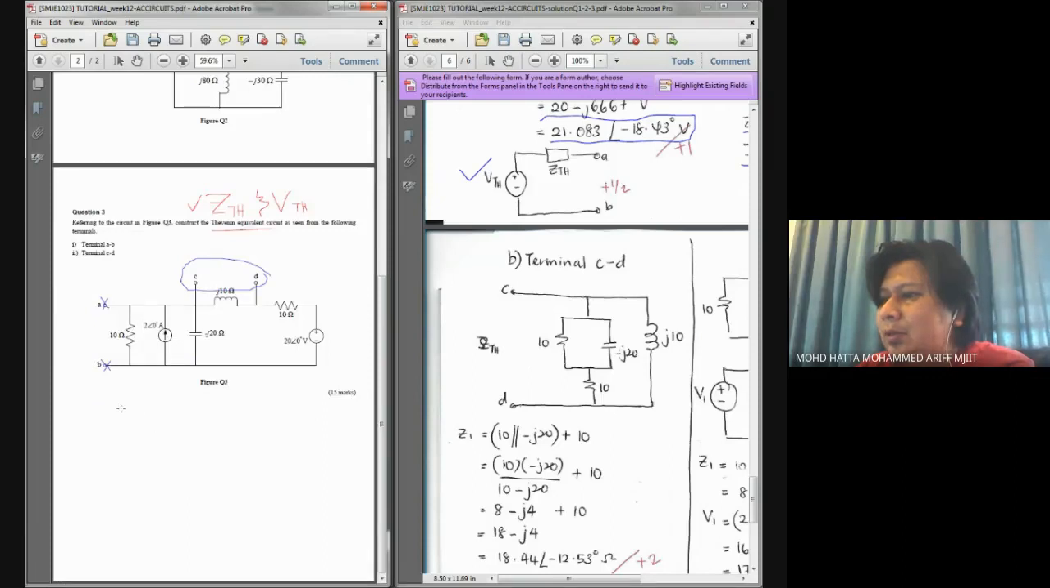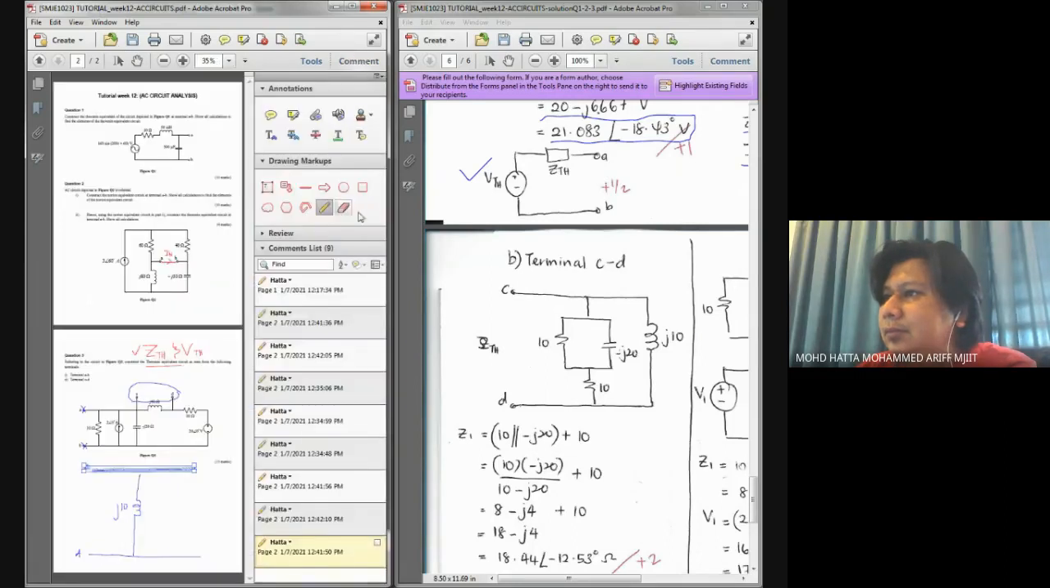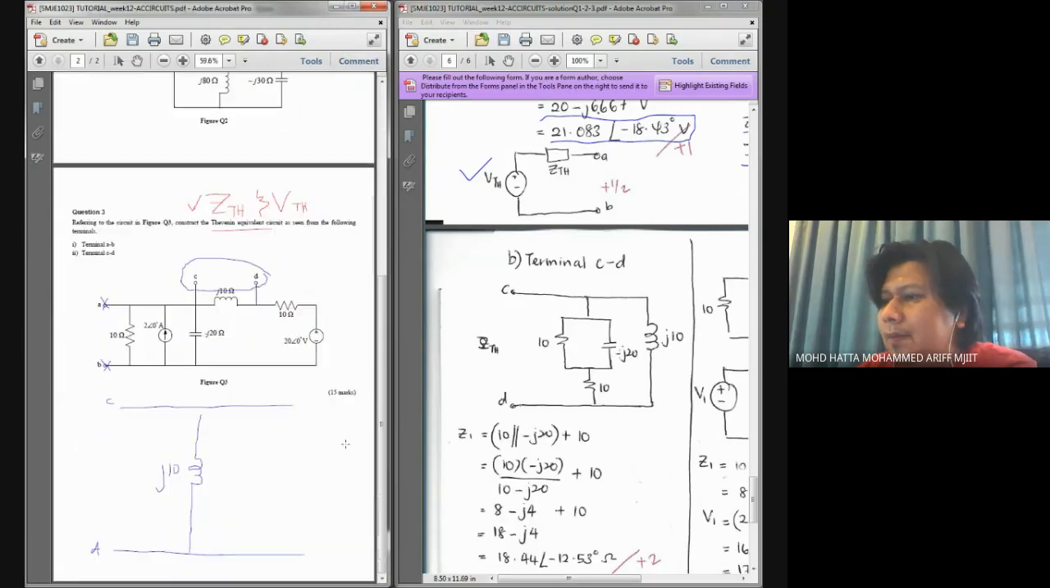Okay, let's go one by one. Let's say this is our boundary or our terminal. From C to D, I have one element, which is my J10. I have my J10 element because from C directly to D, I have this element.